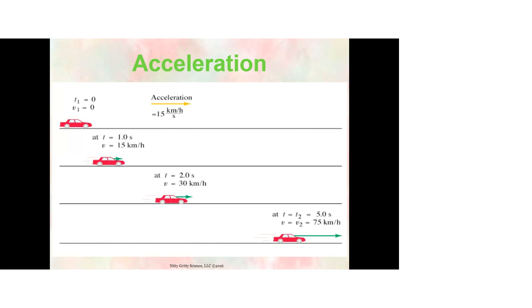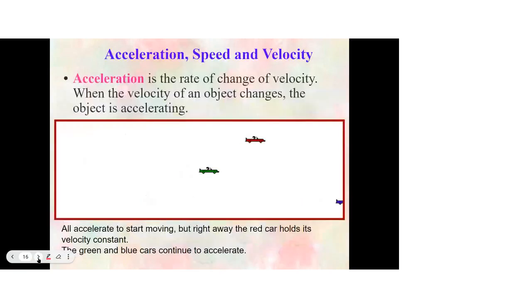And notice the velocity arrow, sorry, the velocity arrow gets bigger and bigger. The green one is a velocity arrow. The yellow arrow they don't have in there. So you can see the arrow gets bigger, right? The acceleration arrow is going to be the same size, but we'll talk about that later. So acceleration is a rate of change of velocity. When the velocity of an object changes, the object is accelerating. All accelerate to start moving, but right away the red car holds its velocity constant. The green and blue cars continue to accelerate.